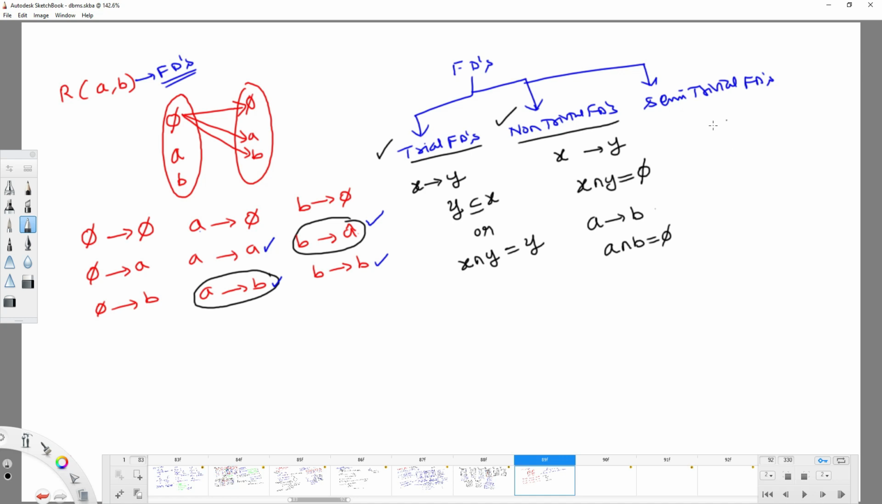Okay, fine. What about the semi-trivial functional dependencies? If I say that kx determines ky, and the intersection of these two is going to lead to some common attribute k, but not ky. If I am going to get ky, what will happen? It is trivial, right? If I get this thing, I can call it semi-trivial functional dependencies, right? So the point here is you have to always concentrate on non-trivial functional dependencies.